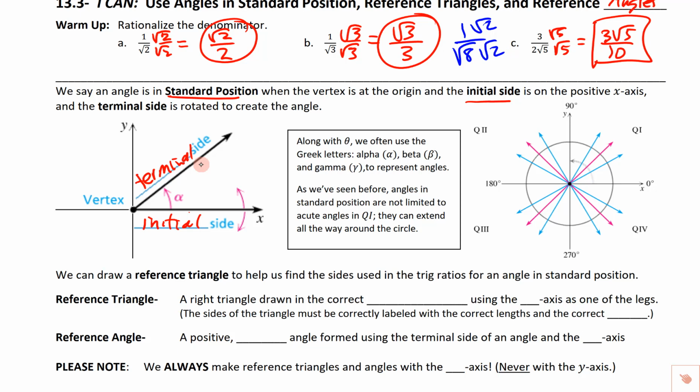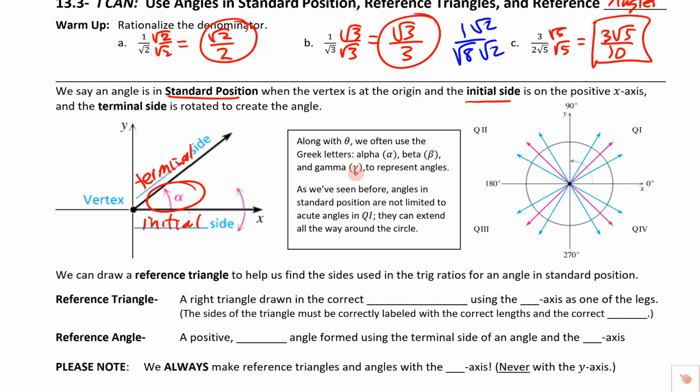Okay, so here's the deal on this little picture right here. The vertex is at the origin, just like we said. The initial side, the starting side, is on the positive side of the x-axis, and what I've done is I've kind of swung this terminal side open to expose this angle right here. So you'll notice that that angle looks a little bit different. That is the Greek letter theta. We often use Greek letters to represent angles. The most common one is theta, alpha, beta, and then gamma. Gamma looks pretty funny, okay? So we use those to represent angles.